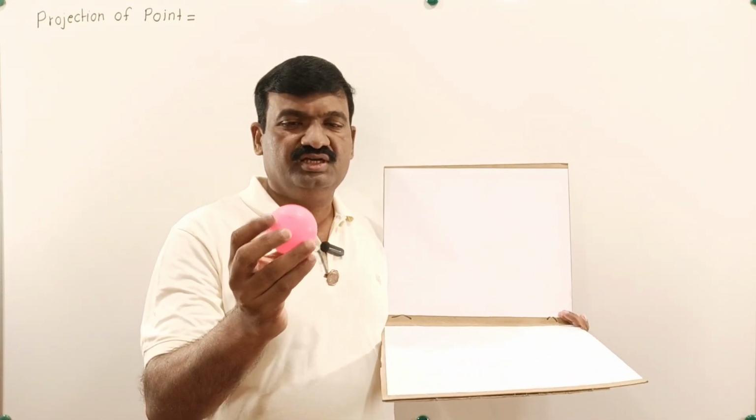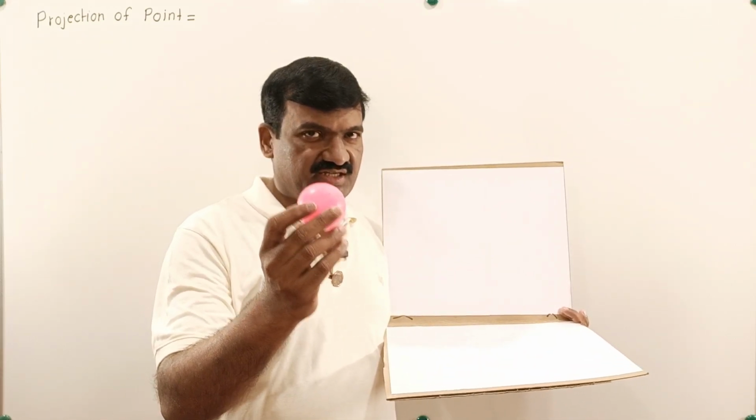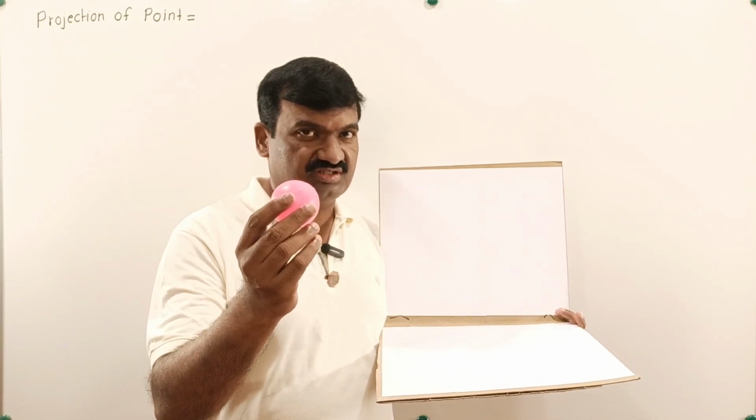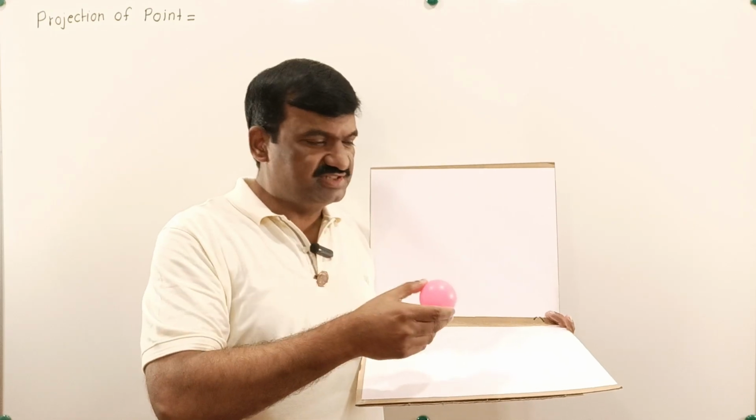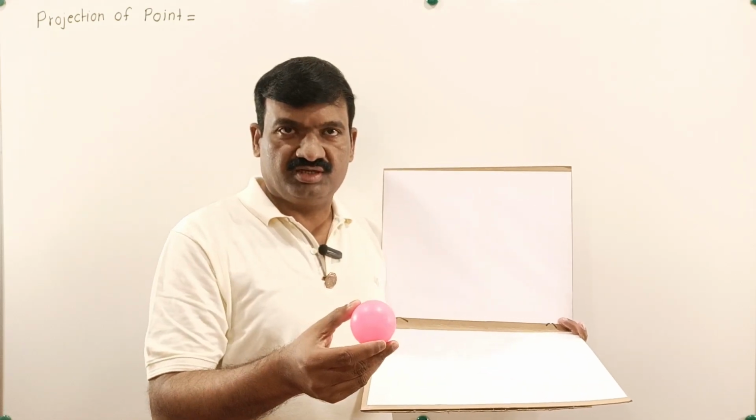What is the meaning of point? It is a dimensionless entity, does not have any dimension. तो assuming that this point is fully present in first quadrant, बराबर.